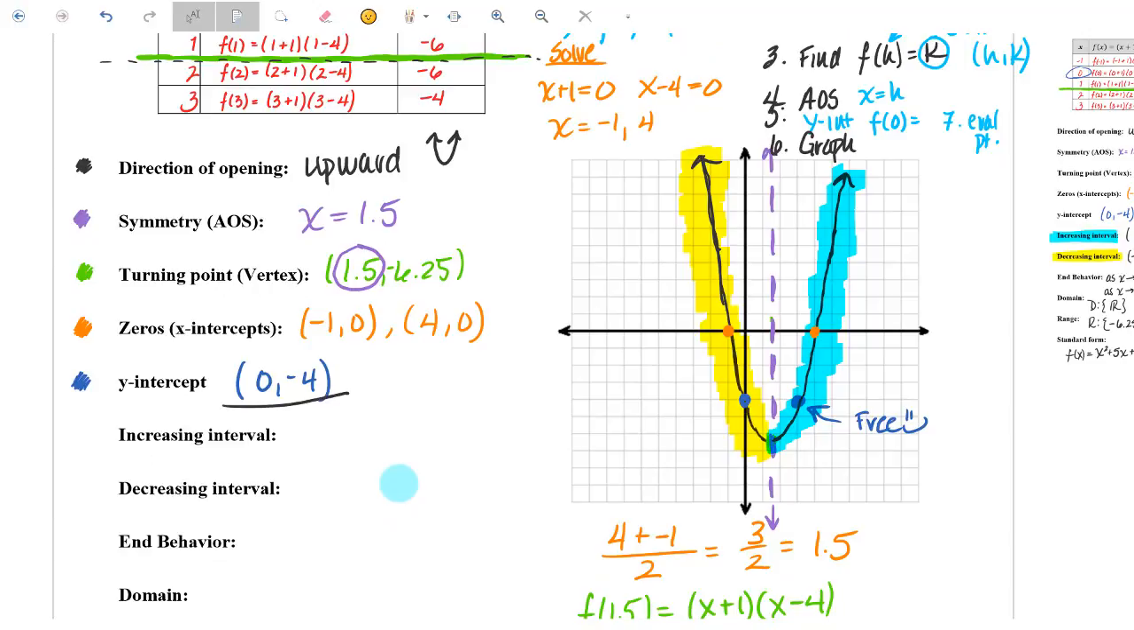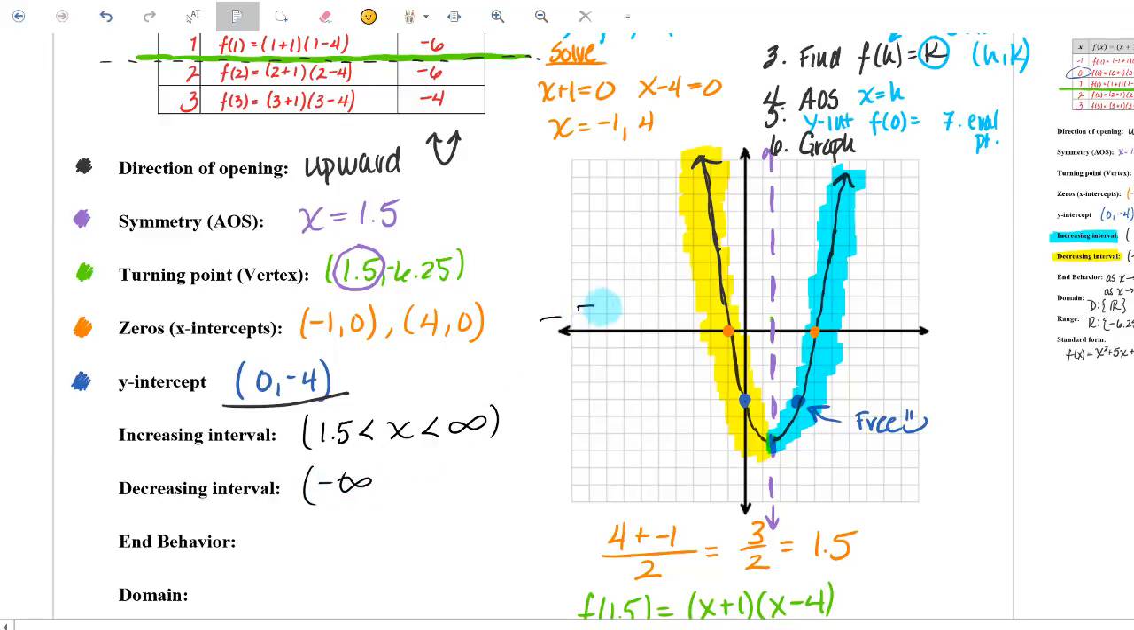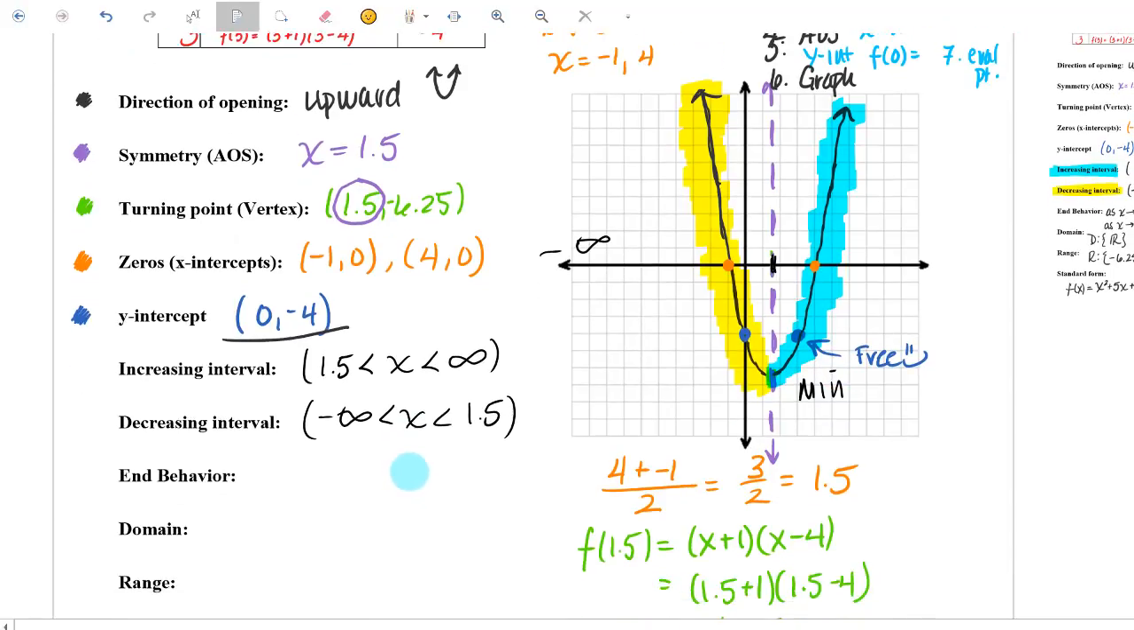So we start our increasing interval at our vertex. And remember, these are x values, so we're going to start at 1.5, and it's going to include all the x values up through positive infinity, increasing from 1.5 all the way through infinity. And then it's going to decrease from negative infinity, somewhere over here, right? Decreasing as it comes down through all the x values until it gets to this coordinate here, which again is our vertex at 1.5. Don't forget, this is a minimum. And the reason I bring that up is we're going to use it for range here in a minute.